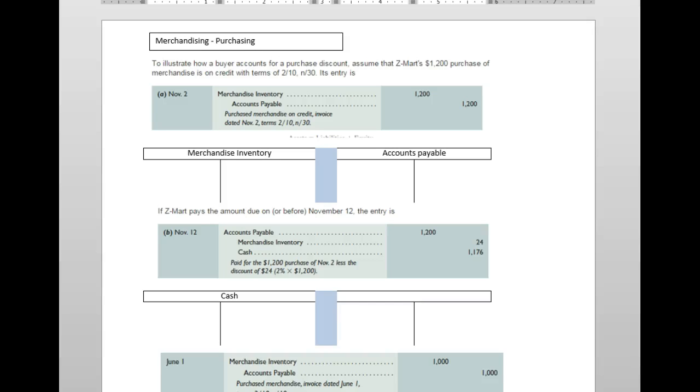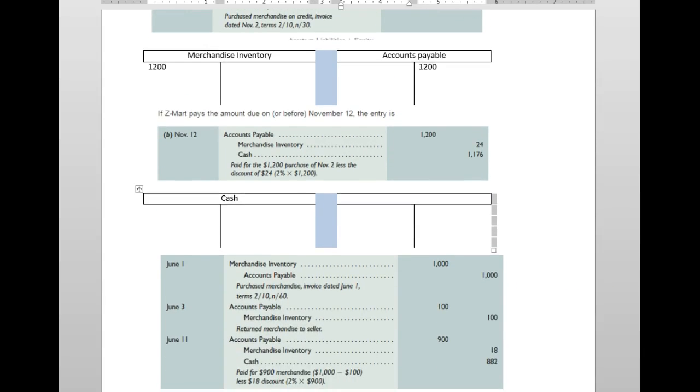All right, now we're going to look at merchandising from the purchasing side. It's a little less complex than from the seller side. So first of all, we purchase merchandise. Obviously, we're going to put it into inventory. And we purchase this on account, so we're going to credit accounts payable. Now, that was a fairly easy, straightforward entry, and you can see how it flows through your T accounts.